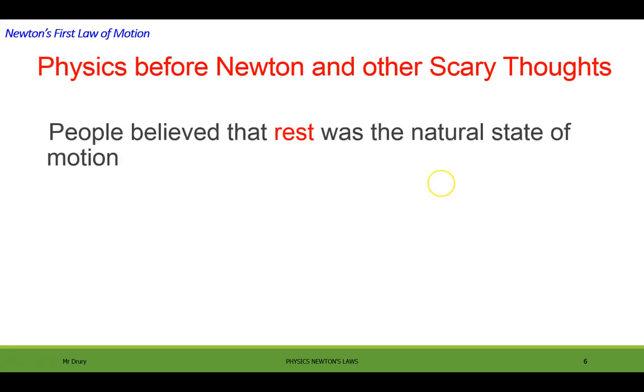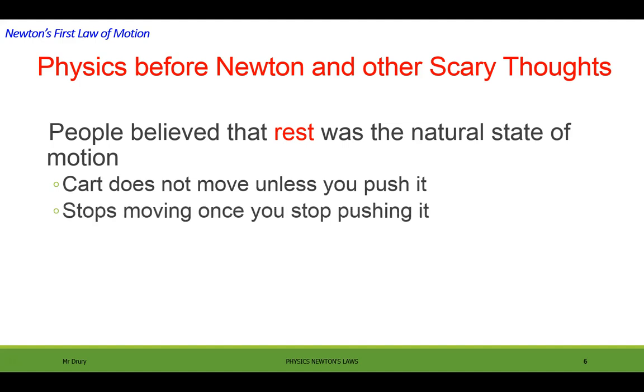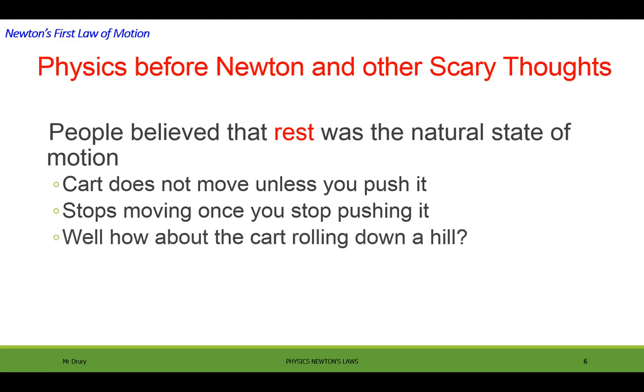Okay, let's talk about physics before Newton. Basically, people believed that rest was a natural state of motion. And after learning Newton's laws, and you look back at what they thought of before Newton came along with his formal laws, it kind of made sense as well. So they believed rest was a natural state of motion, which kind of makes sense. A cart doesn't move unless you push it. It stops moving once you stop pushing it. But then people will say, well, how about a cart rolling down a hill? Well, the simple answer there is the hill is pushing it. Okay?